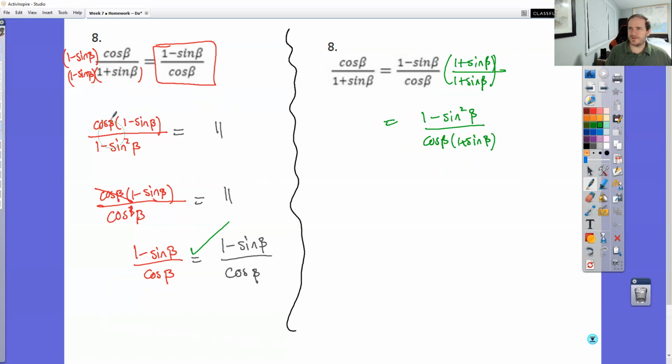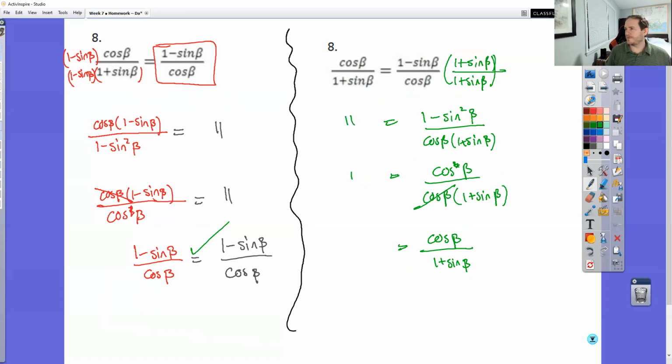And this feels almost exactly the same as the other one did. This time our numerator becomes cosine squared. Our denominator has a cosine in it and a 1 plus sine beta. So you cancel the cosine with one of the cosines and you're done. You now have 1 cosine beta in your numerator and a 1 plus sine beta in your denominator. And that proves that the right-hand side equals the left-hand side.